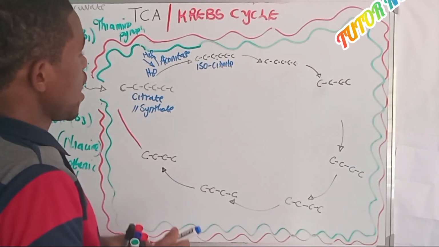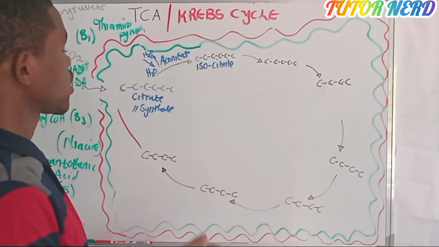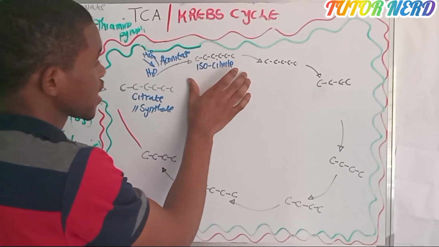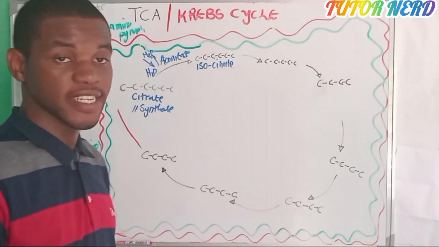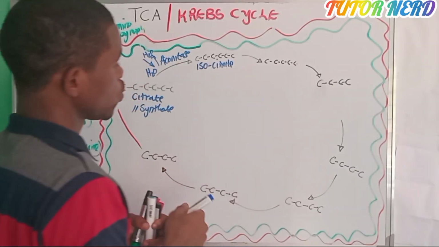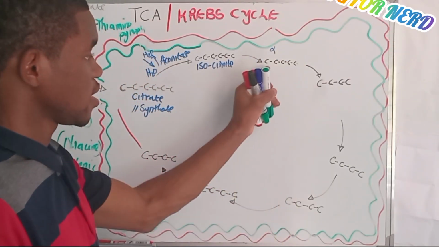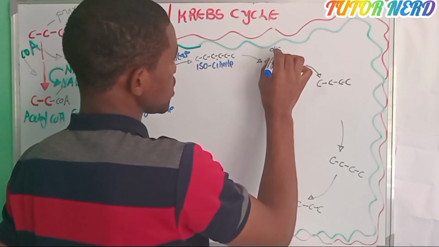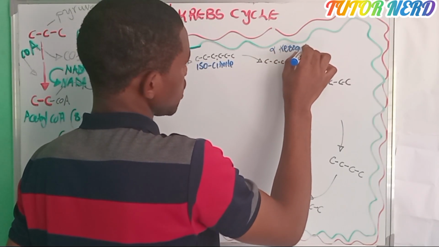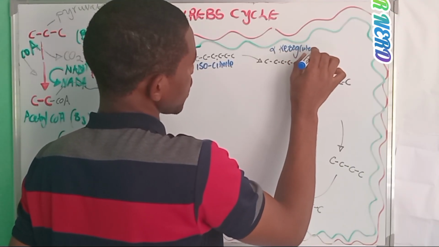And again, isocitrate basically has six carbon atoms, just like the citrate molecule. So now the isocitrate is converted to another intermediate by a different enzyme. Isocitrate will be converted to what we call alpha-ketoglutarate. So this is a different intermediate, alpha-ketoglutarate.